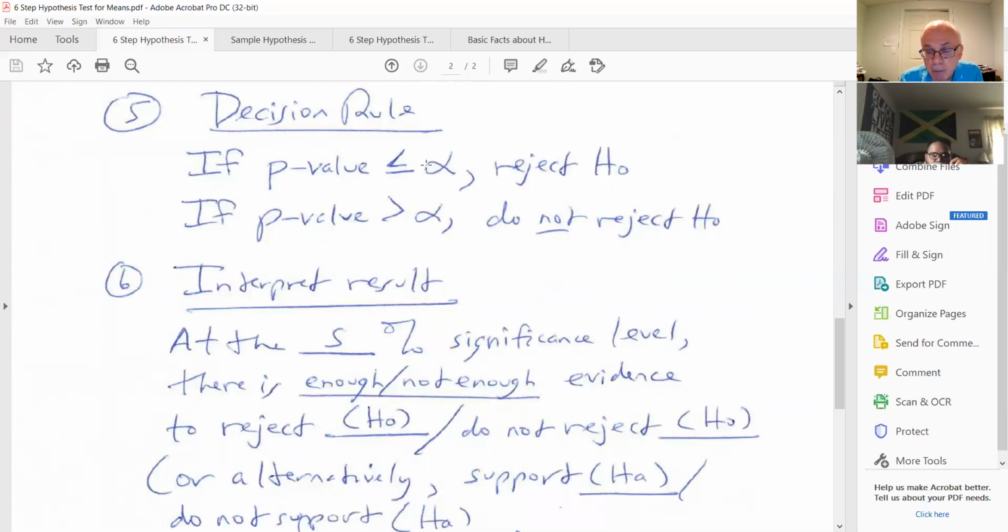This will be given in the problem, by the way. It'll say alpha is equal to, or level of significance, or probability of the type 1 error. They all mean the same thing. It's alpha. It's whatever that number is.